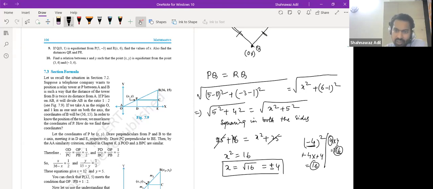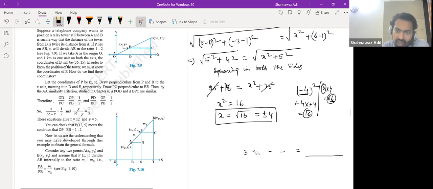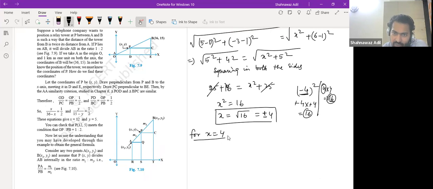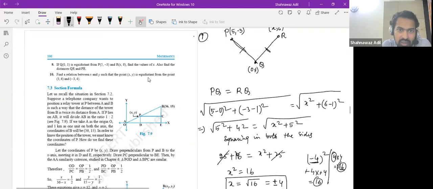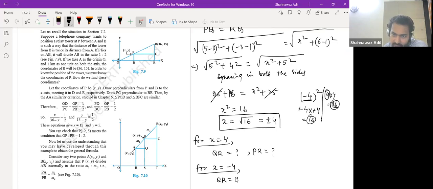Okay, so now we have two conditions. We have two conditions, for x equals to plus 4, we have to find out what QR and PR are. So this you can calculate. And for x equals to minus 4, then again you can calculate QR and PR. Right. So I will skip this part.